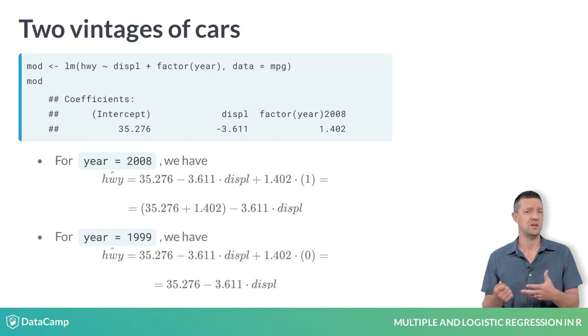What about the older cars from 1999? In their case, the value of newer is 0, and plugging that into our equation also results in the equation for a line. This line also has a slope of negative 3.611 miles per gallon per liter, but now the intercept is just 35.276 miles per gallon.